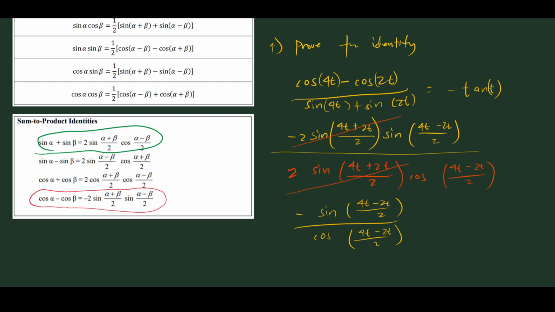Now 4t minus 2t, what is that? This will be 2t over 2, so cancel out, that will be just t. So we will then get negative sine t all over cosine of t. Sine over cosine will be tangent, so negative tangent of t. So very awesome indeed. We arrived at the right-hand side.